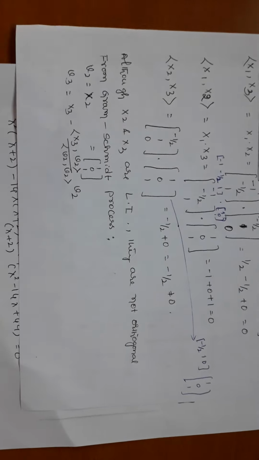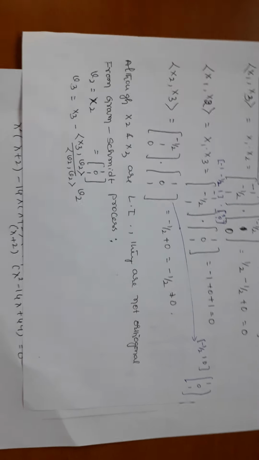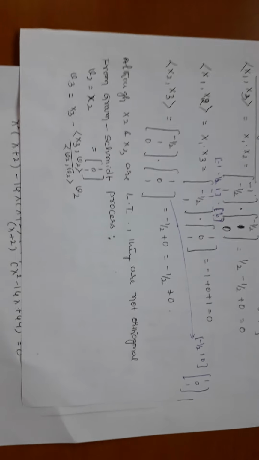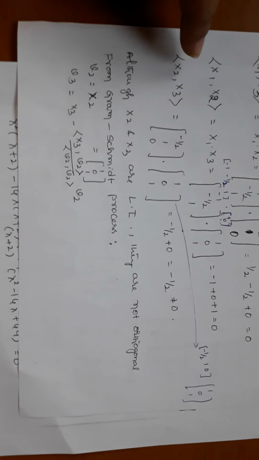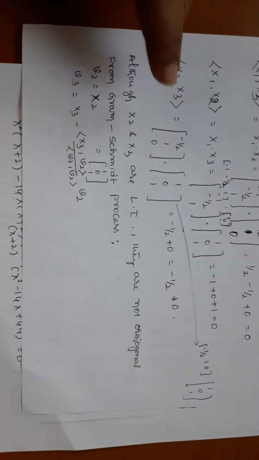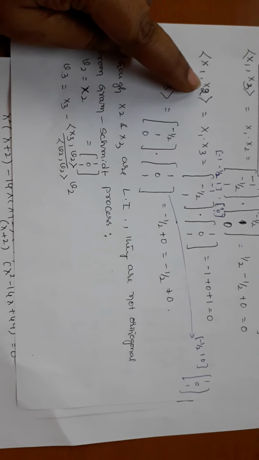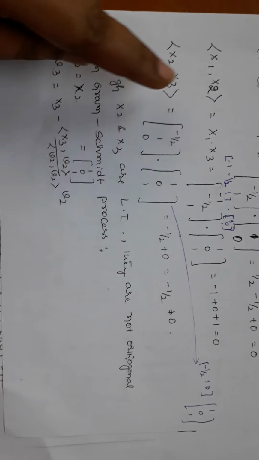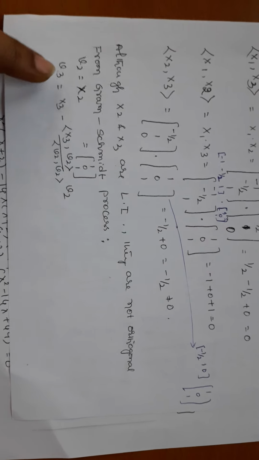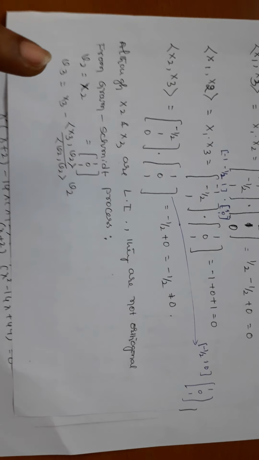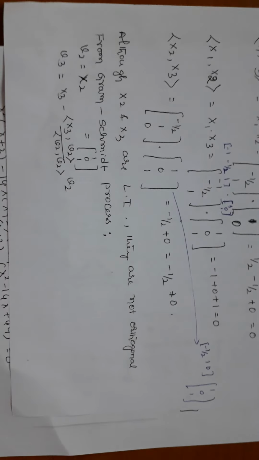Don't confuse v2 and v1. Here, v1 is separate; it is orthogonal to x2, x3. The problem is only for x2, x3. Therefore, I took v2 as x2, and v2 I have to find out only based on x2. V3 I have to find out based on V2. Don't confuse here. We have taken V1 separate.